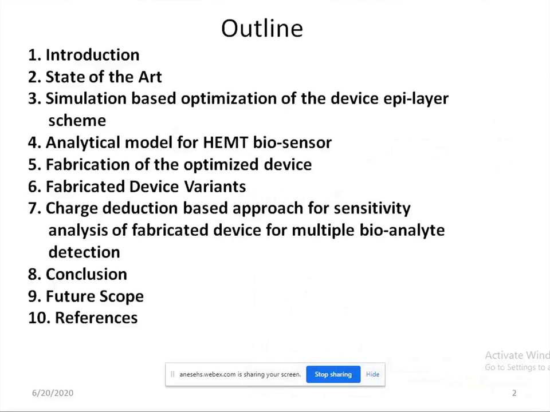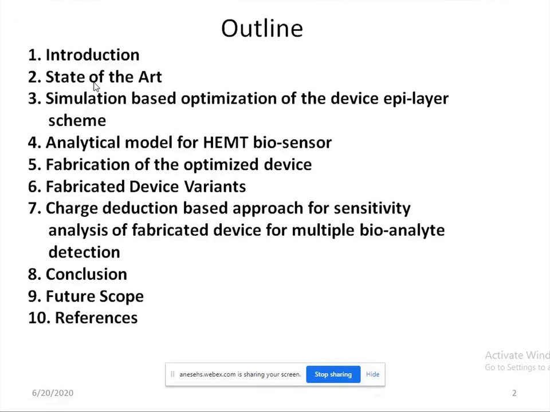That is in turn the biocompatibility of the device. So this is an outline of what I'm going to present today. I'll give a brief introduction of why GaN is required, or why a sensor based on GaN is required. Then I'll talk about the different types of sensors that are already presented by others. And then I'll talk about how I have done simulations in order to optimize the device design. Followed by that, I'll show the mathematical model that I have made for the biosensor.